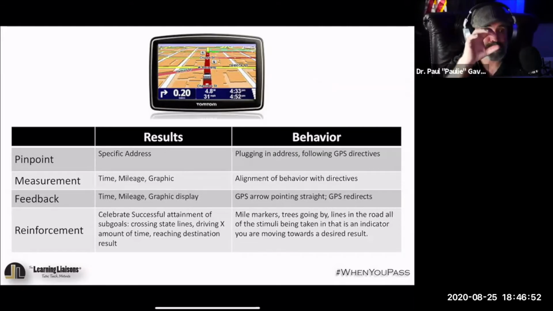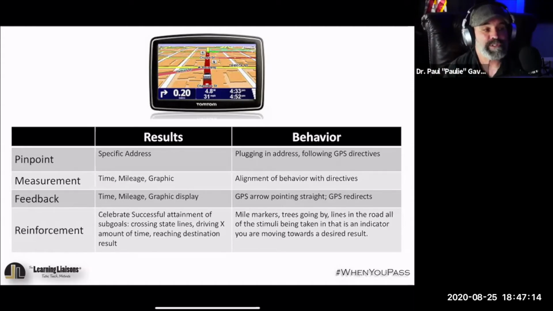Well, you have the times counting down. You can see the mileage going. You have a graphic that shows you the visual, that little bar getting closer. And then with the behavior, how are we measuring that? Well, are you behaving in ways that are aligned with what the GPS is telling you? Or is it telling you to turn around? Or is the arrow saying, make the next exit, turn the next left, or whatever it is?